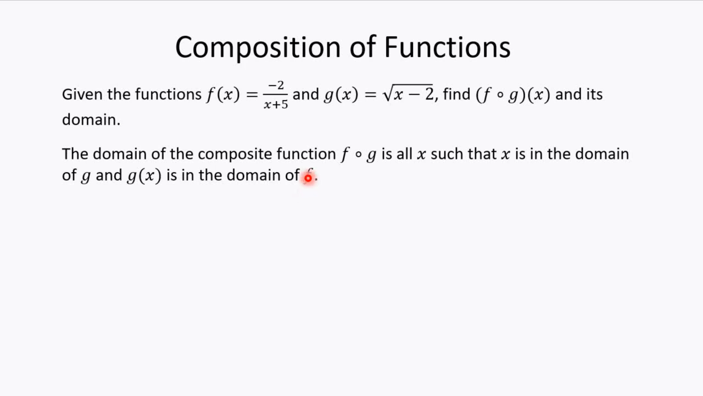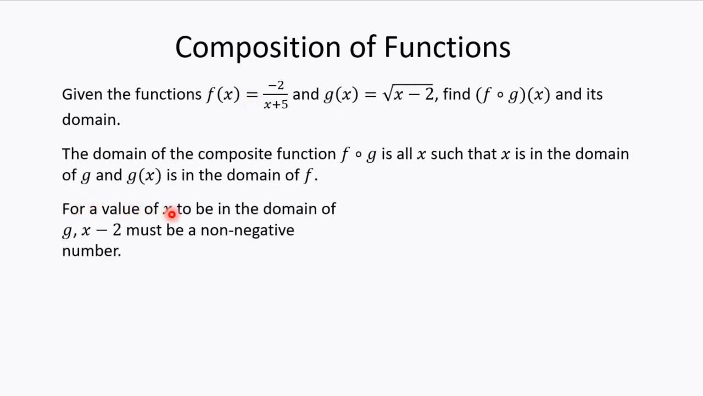So basically you have to make sure that whatever value you choose for the independent variable of the innermost function, g in this case, is actually in the domain of g. Then once you get an answer for g, you have to make sure that answer is in the domain of f. For the value of x to be in the domain of g, so here's g, you can't have any negative numbers, because when you take the square root of a negative number, you get imaginary answers, and we're looking for real numbers as the outputs here. For a value of x to be in the domain of g, x minus 2, the radicand there, has to be a non-negative number.